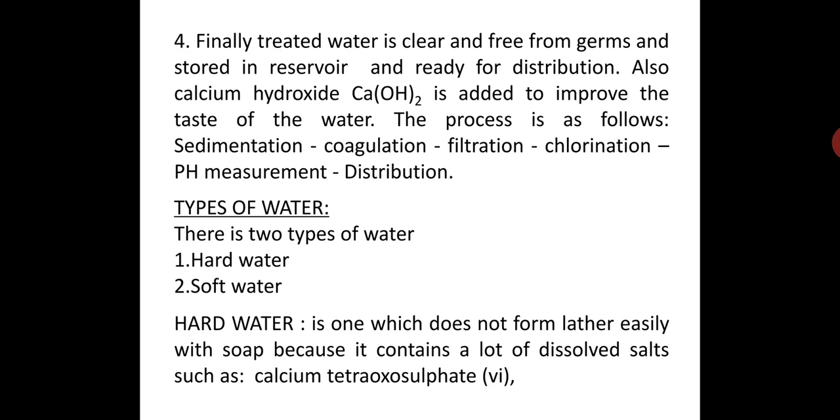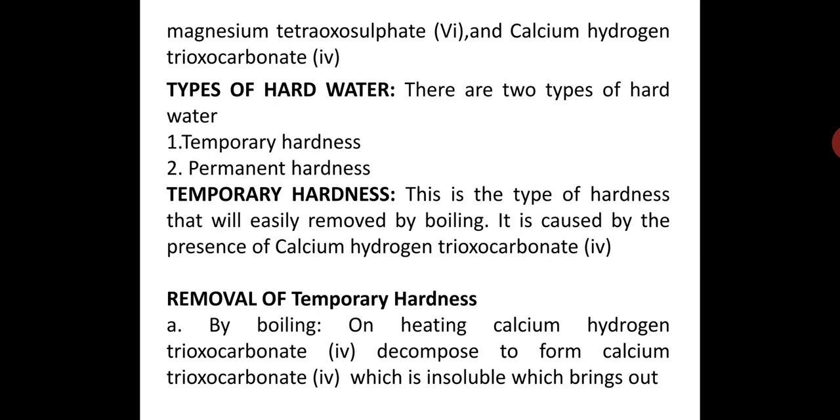Types of water. We have two types of water. We have hard water, we have soft water. When we talk about hard water, we say that hard water is one which does not form lather easily with soap because it contains a lot of dissolved salts such as calcium tetraoxosulphate 6, magnesium tetraoxosulphate 6, and calcium hydrogen trioxocarbonate 4.